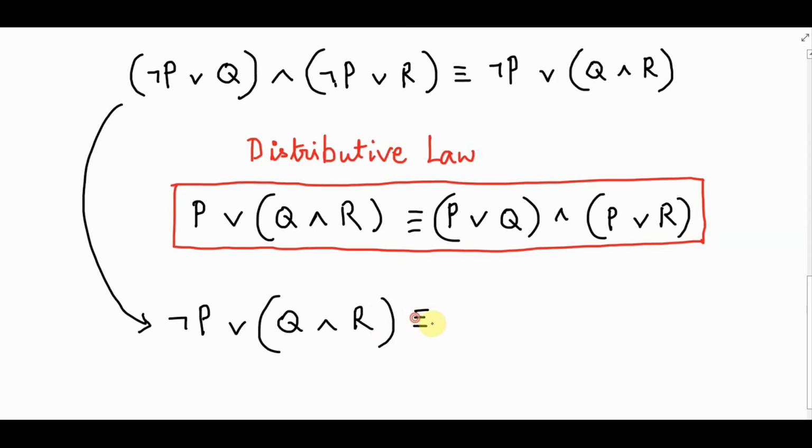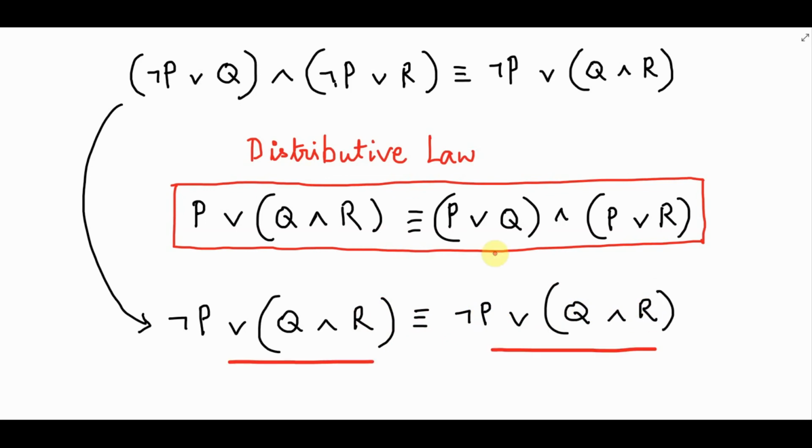Since both sides of the logical equivalence are identical, it is valid and hence proved. One advantage of the algebraic method is that you can avoid making bigger truth tables. However, you must know all the logical identities to use this method of proof.